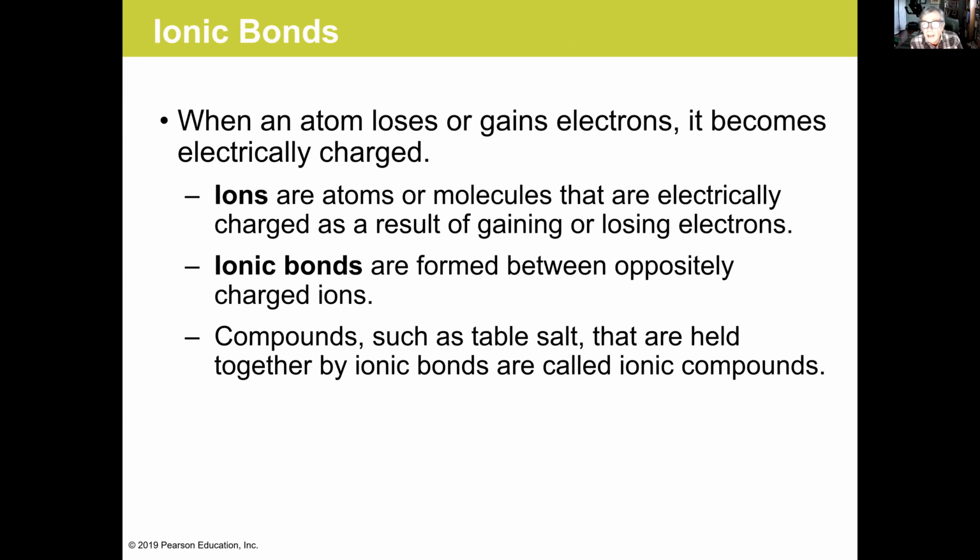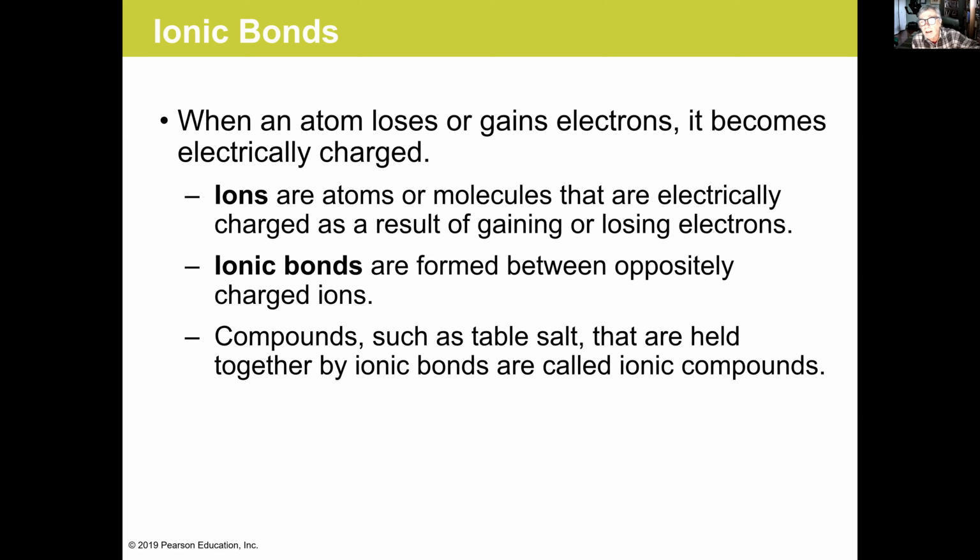When an atom loses or gains electrons, it becomes electrically charged. So here's the thing. Atoms can take on electrons, for reasons which I'm going to get to, or they can give up electrons. When they do this, they become electrically charged bodies called ions, and it profoundly changes them. They no longer have the properties that the element had. They're profoundly changed. I'll show you that in a moment.